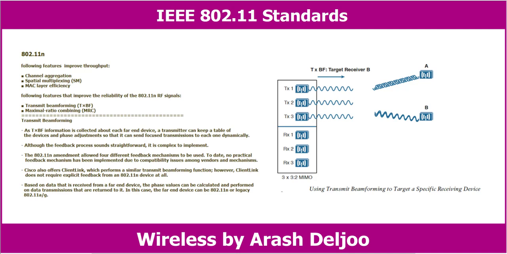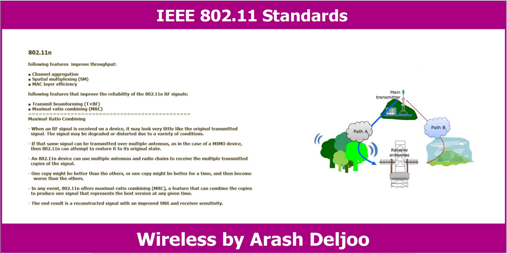Cisco also offers Client Link, which performs a similar transmit beamforming function. However, Client Link does not require explicit feedback from an 802.11n device at all. Based on data that is received from a far-end device, the phase value can be calculated and performed on data transmissions that are returned to it. In this case, the far-end device can be 802.11n or legacy 802.11a or G.